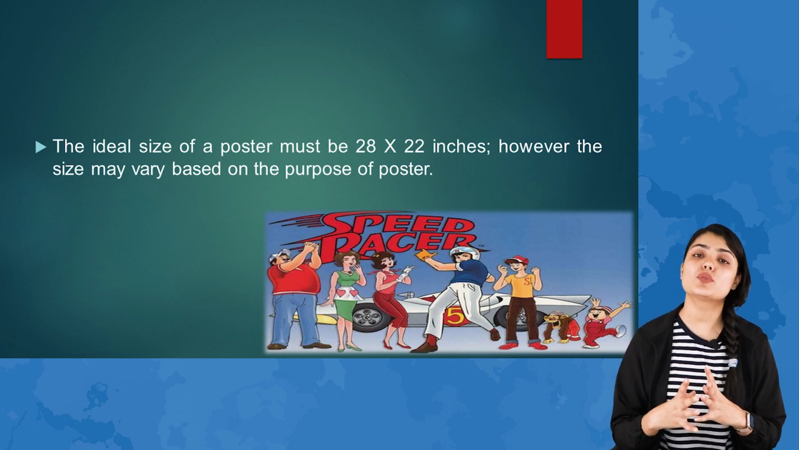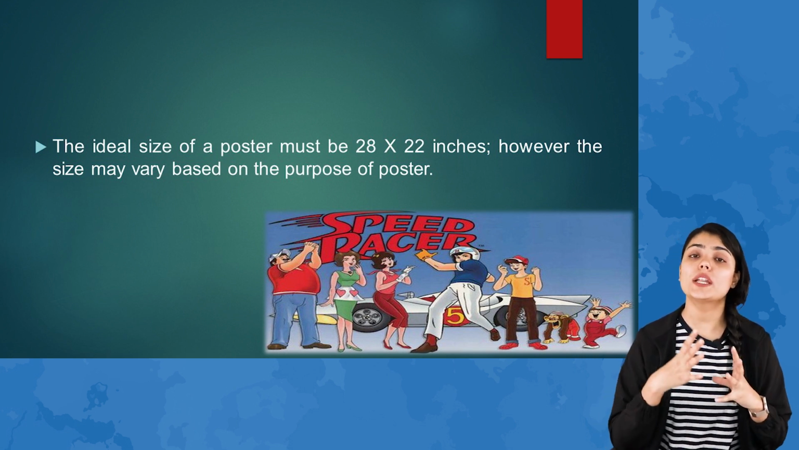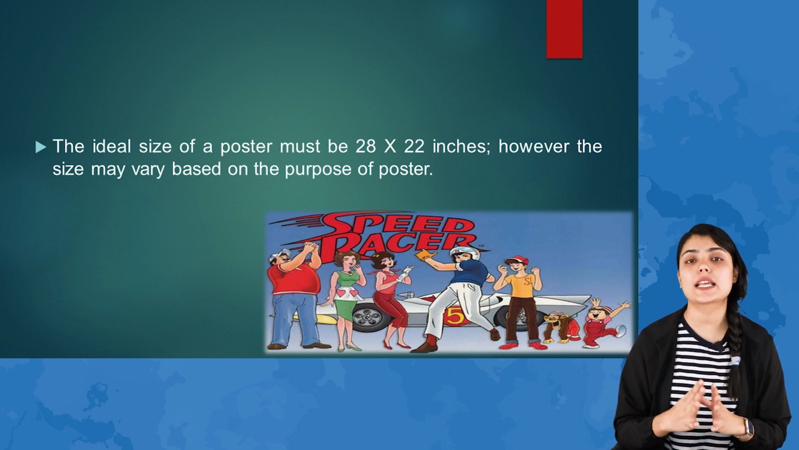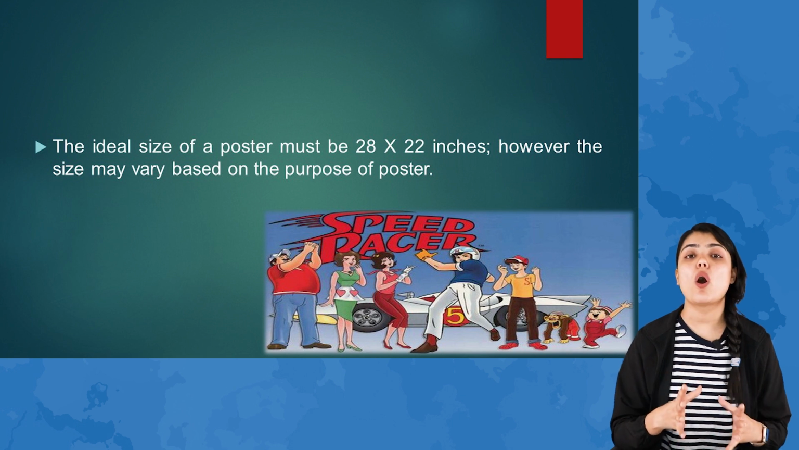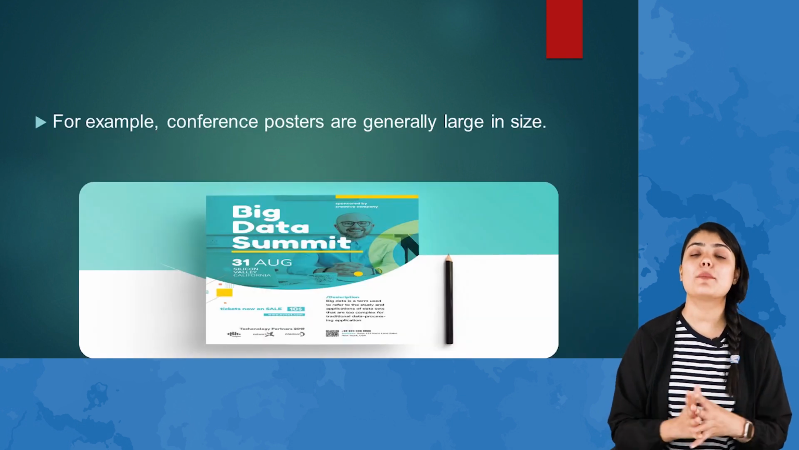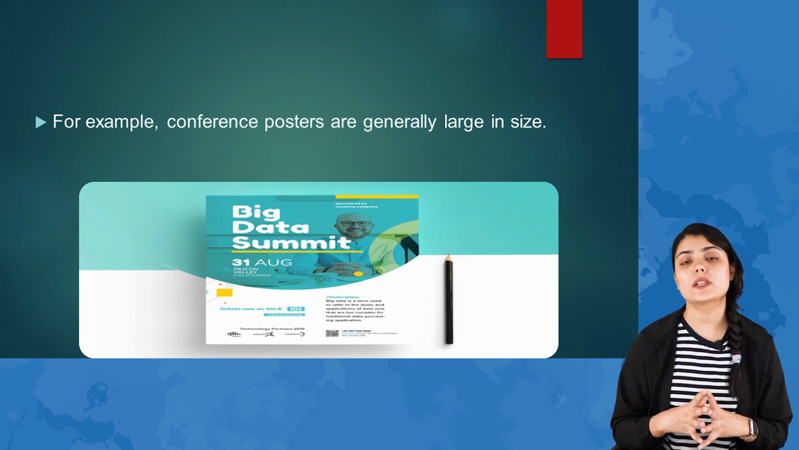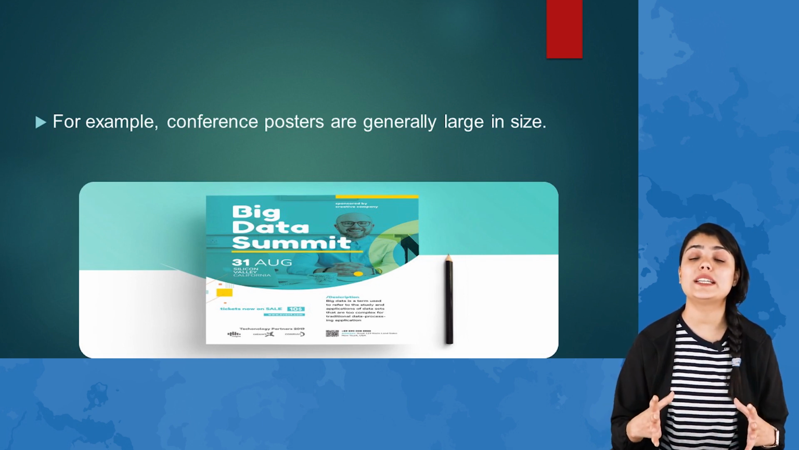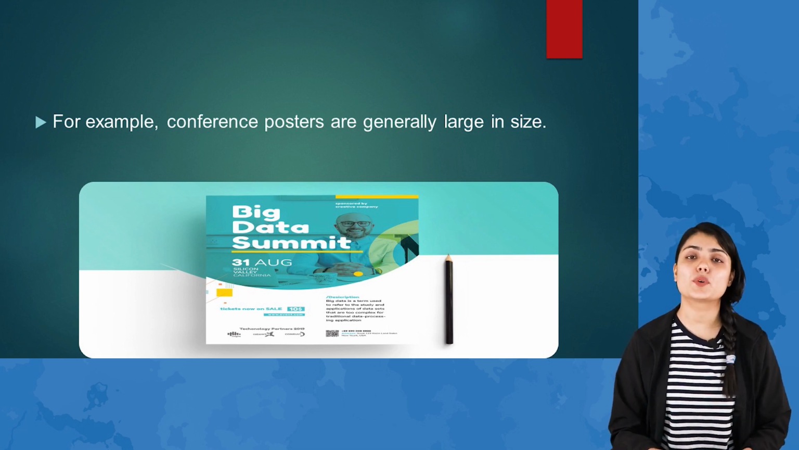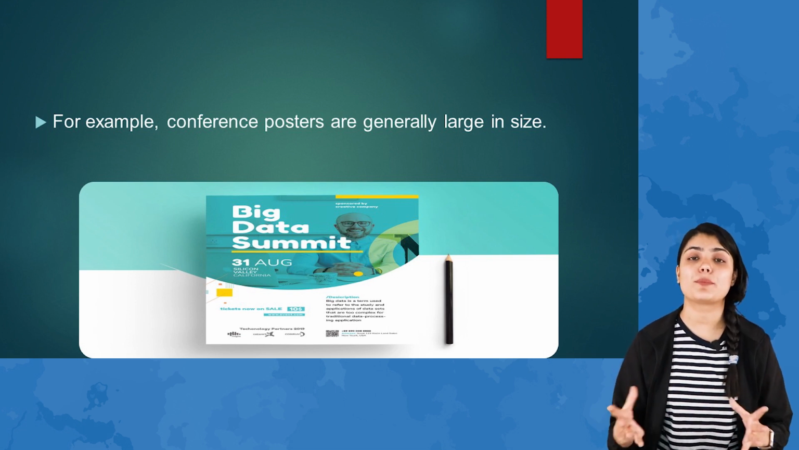So the poster is used for various different purposes. According to the purpose of the poster, the size may vary, but the ideal or standard size of the poster is 28 into 22 inches. For example, the posters for conferences are usually larger than the standard size. According to the purpose of the poster, the size may vary.